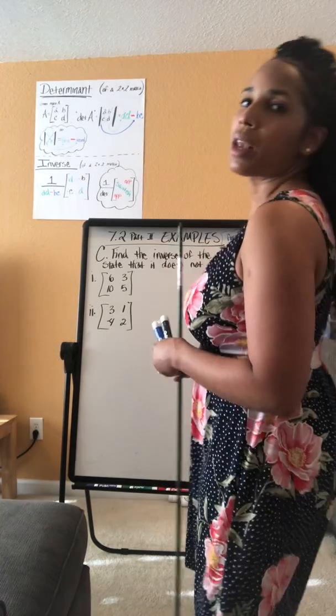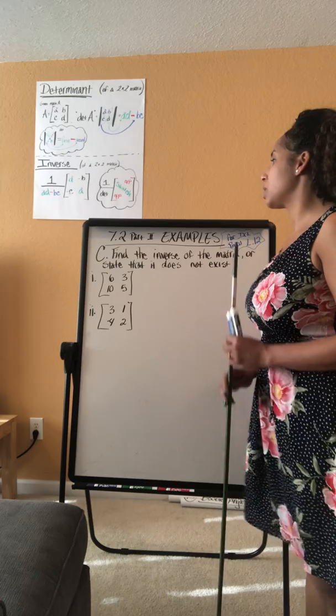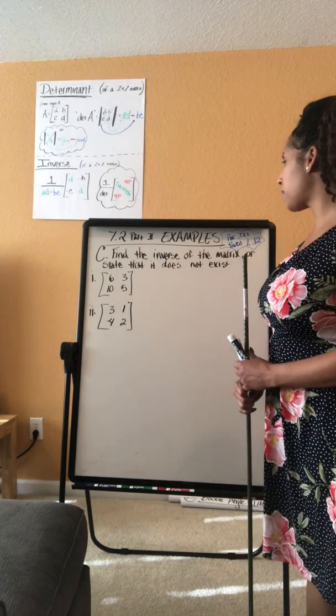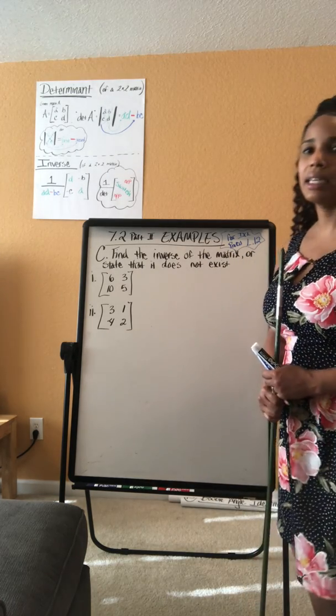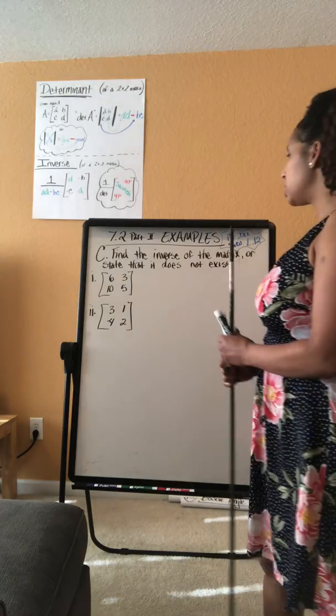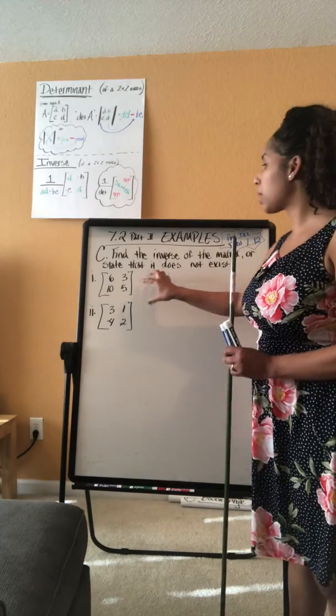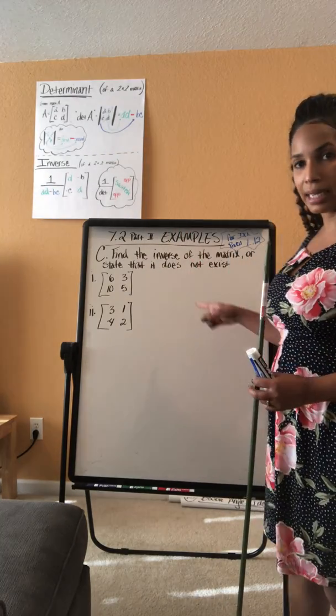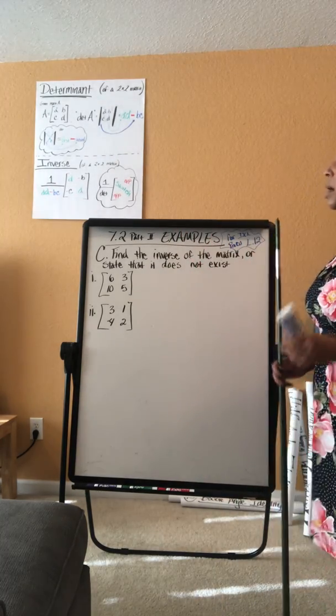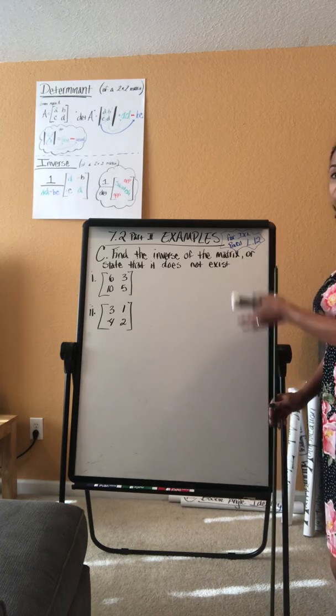Okay, so inverse of matrices part 2. This is example C, and it asks you to find the inverse of the matrix or state that it does not exist. So we just talked about what an inverse was, right? It's the matrix that I can multiply by that will give me back the identity, which was the diagonal of ones. But now we have to figure out how to find it.